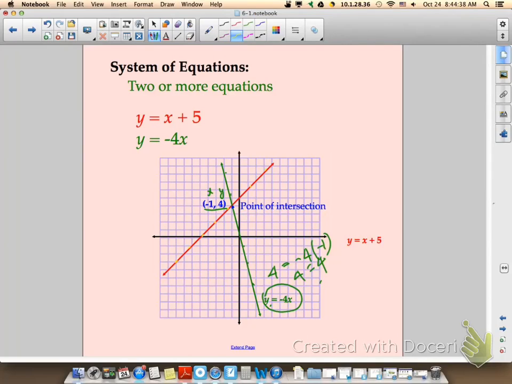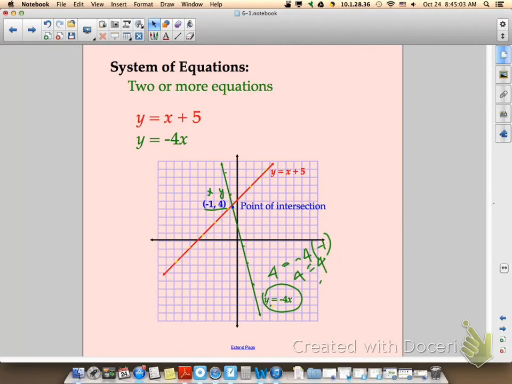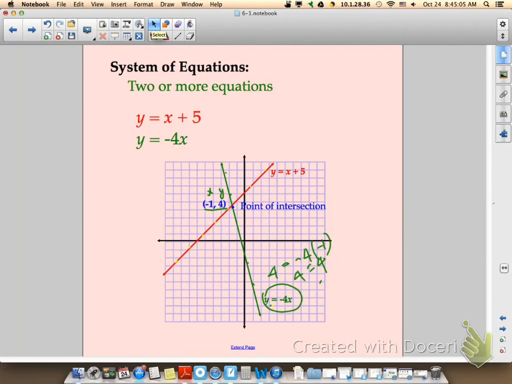Just like we proved that this point works for y equals negative 4x, it should also work for y equals x plus 5. Let's try and do it mentally. What is y? 4. What is x? Negative 1. So 4 equals negative 1 plus 5, and you get 4 equals 4.